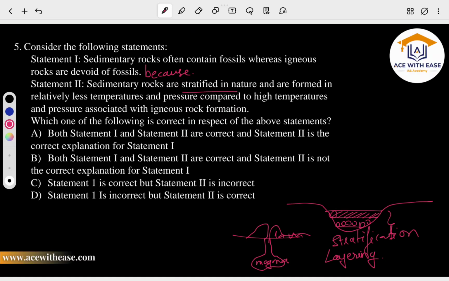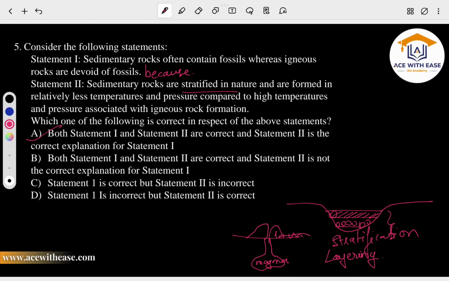Now we are going to answer whether 'because' fits or not. Read the first statement, and when you read the second statement, you can see that yes, because of the stratification, fossils might be present in this rock, and due to the high temperatures in igneous rock, we won't find fossils. So the two statements are correct, and the second statement correctly explains statement 1. So the correct option is A.